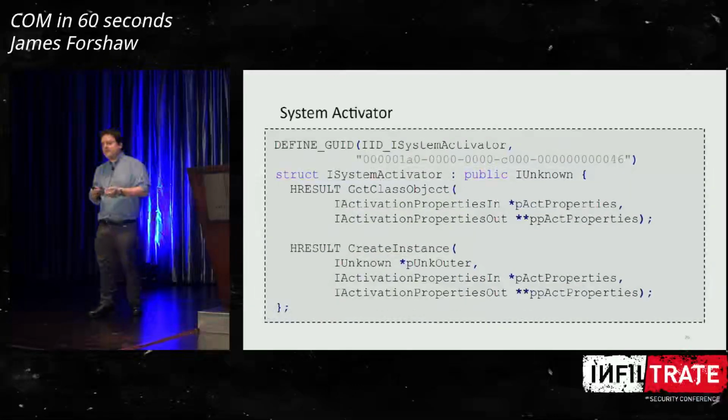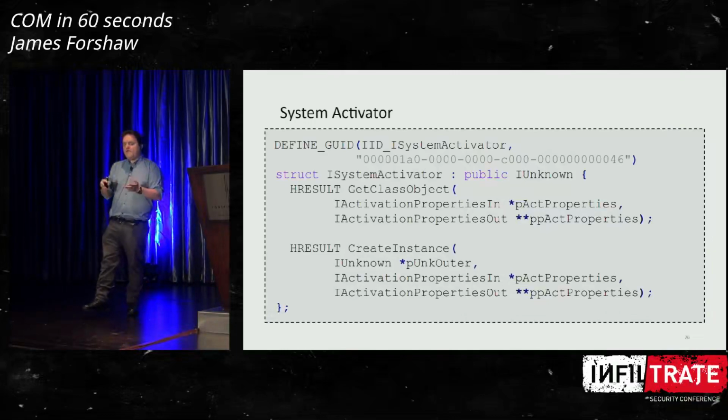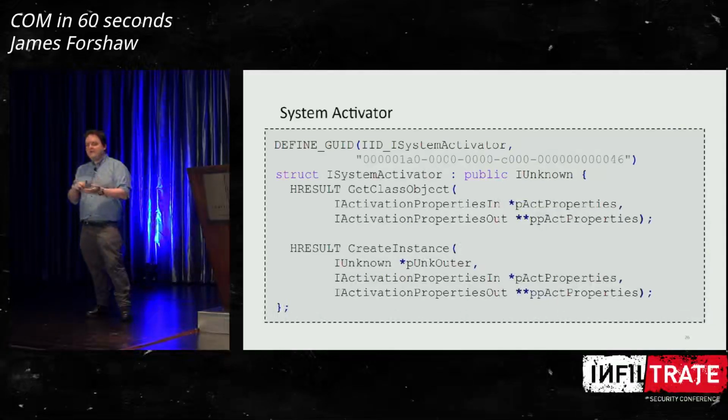Now, the system activator is pretty simple. It has two main functions: get class object and create instance. The reason it has the two is because it saves you a round trip. By just calling create instance, you don't have to get the class factory and get that back, and then call back out and call create instance and get that back. It's just a very, very simple optimization. But both functions take two common parameters. The activation properties in, which contains all the information necessary to activate your class, and returns activation properties out, which is all the information you need to then connect back to that instance of the object.